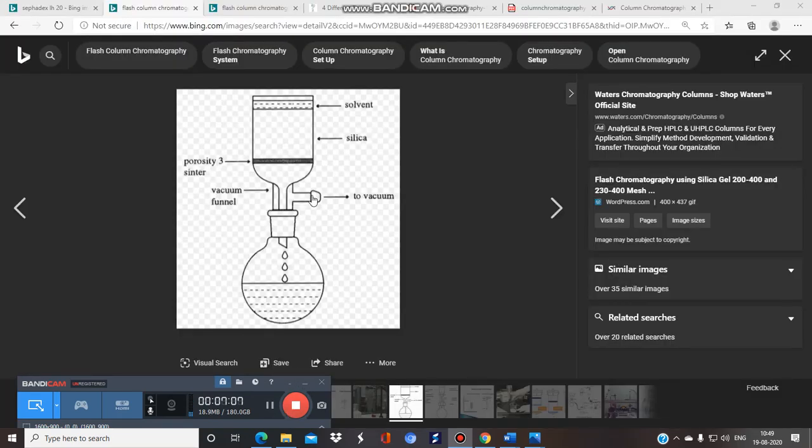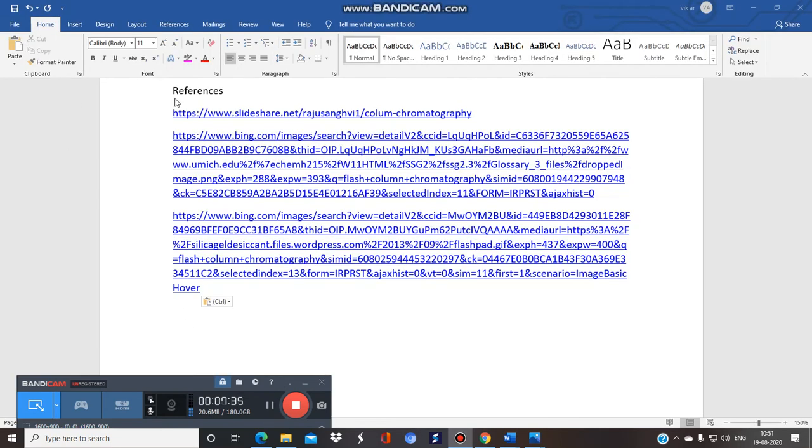Please see again, this is a vacuum liquid chromatography. Again, suppose this is your small column, and here is your stationary phase, here is your sample, and here is your mobile phase. Okay, and just see, the vacuum is attached from this point. So it will create a vacuum pressure, and the solvent will go inside your stationary phase at a faster rate. Okay, so this is all about the column.